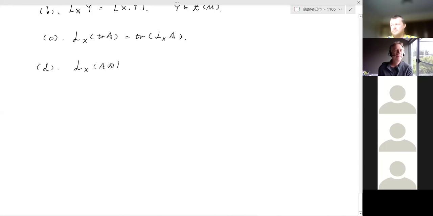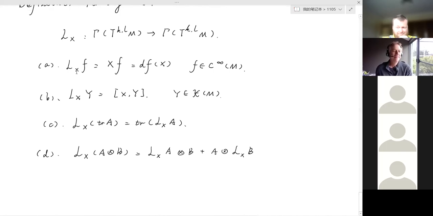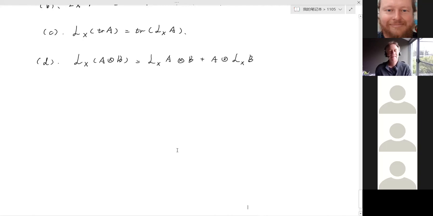A times B equals to... for A and B two tensor fields of any type. Using A to D, we can define L_X on any section, on any type of tensor field. But now we take a simple example.